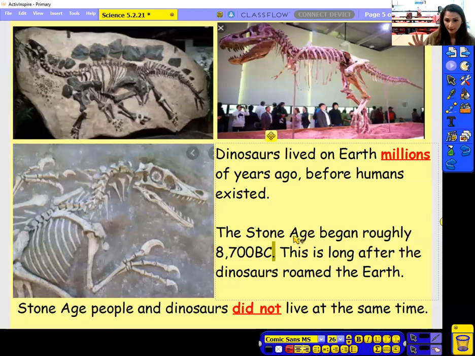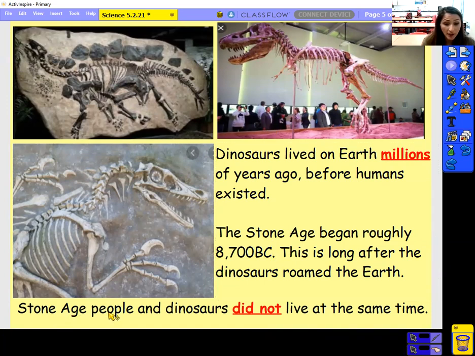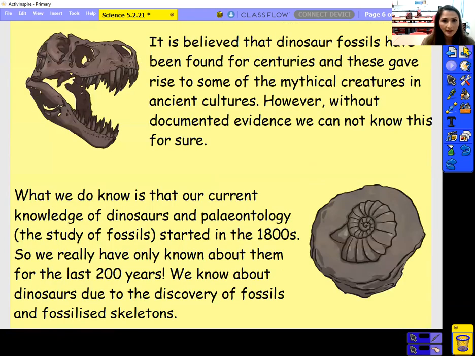So think about it. Dinosaurs lived millions and millions and millions of years ago. Stone Age people were around about 8,000 years ago. Our whole civilization started 8,000 years ago. So dinosaurs were here way before us. Stone Age people and dinosaurs did not live at the same time. They weren't around at the same time as us, and vice versa. So that's one big thing that we want to make sure that we clarify. Humans and dinosaurs did not live at the same time, despite what popular films might say. So let's go on to our learning.